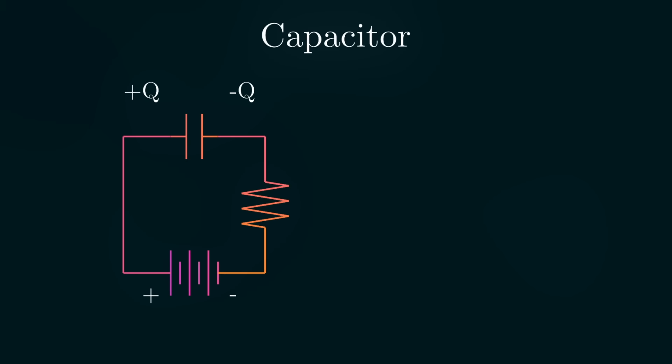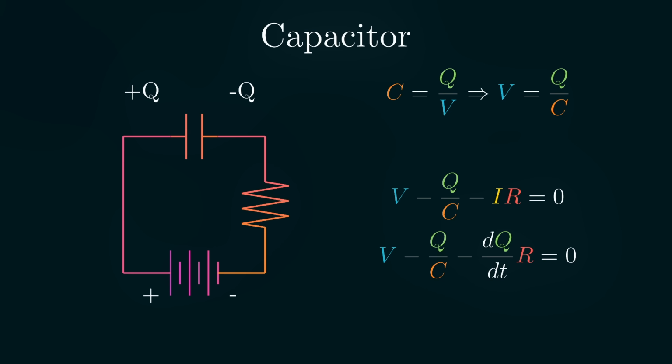Now if you want to know exactly how much charge is going to be on the capacitor over time, then we could break it down with a Kirchhoff loop. So remember that means the voltage over a full loop is 0. So the voltage from the battery, V, minus the voltage drop from the capacitor, which we can get from C equals Q over V, voltage is Q over C, and lastly we subtract the voltage drop from the resistor, I times R. Also remember that the current is just the change in charge over change in time.